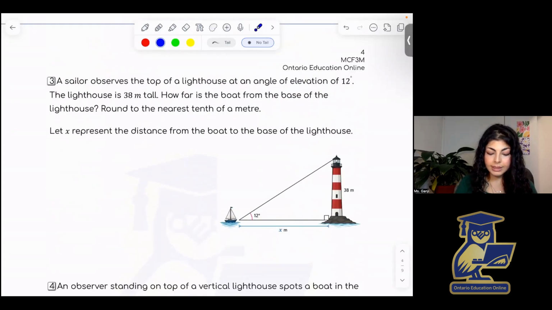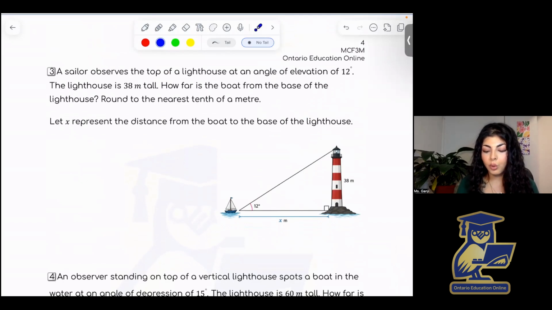Now, in this next example, we have: a sailor observes the top of a lighthouse at an angle of elevation of 12 degrees. The lighthouse is 38 meters tall. How far is the boat from the base of the lighthouse? And here we are rounding to the nearest tenth of a meter. So here we do have to define our variable because we aren't told.